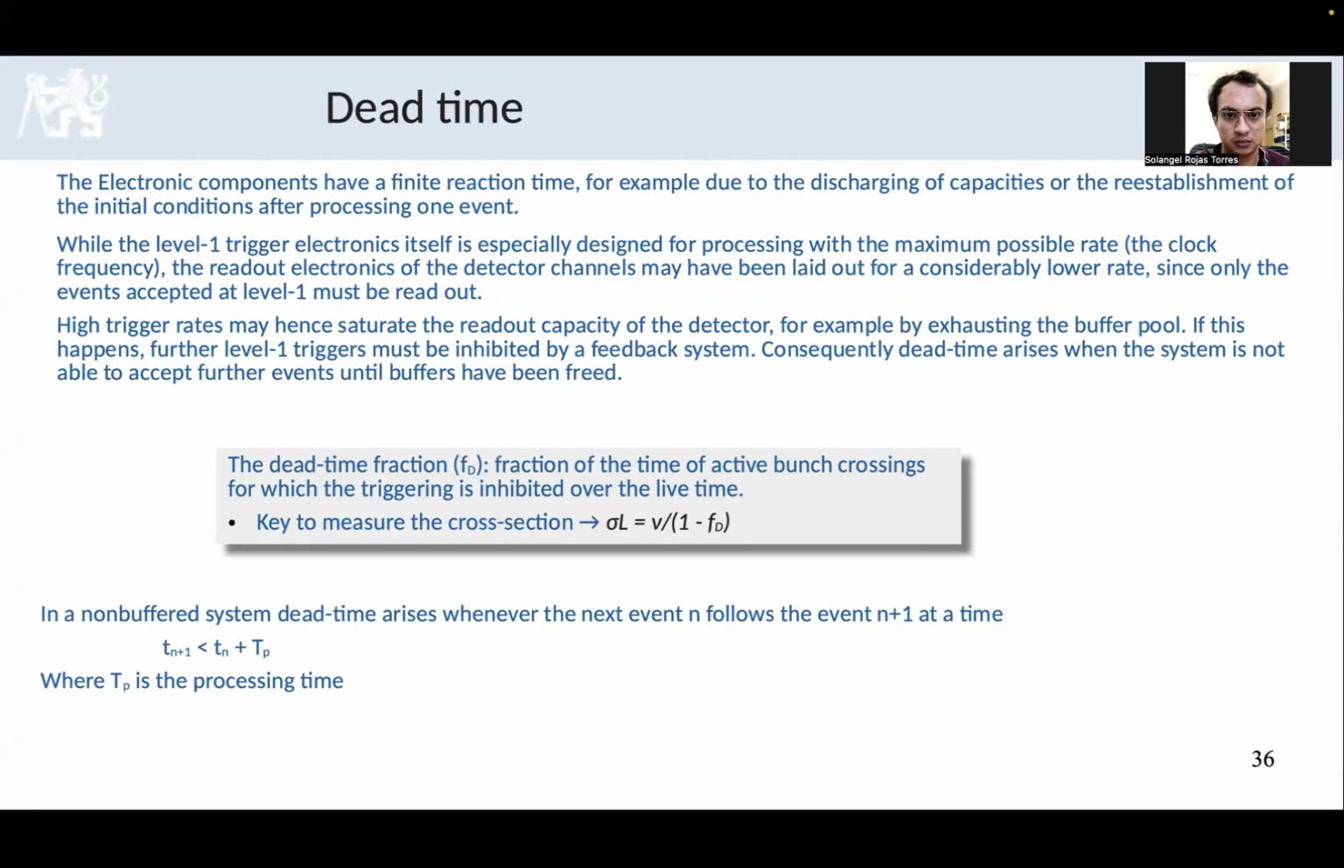Okay. So, thanks for the correction. Then, the dead time of the non-buffer system is calculated as follows: the time of the event n+1 must be smaller than the time when event n occurred plus the processing time of the detector.